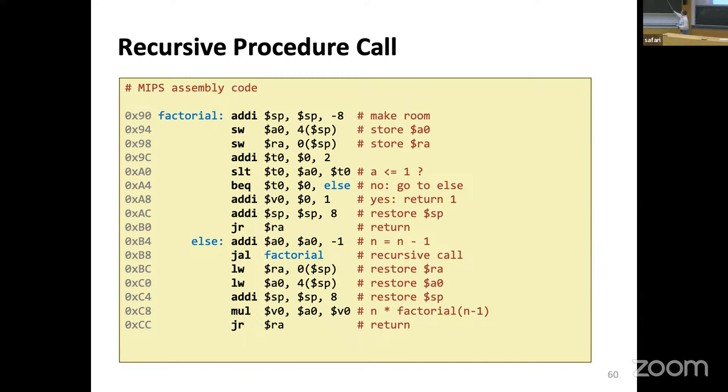I have the correct result. 6 is equal to the 6. So we had factorial 3, factorial 2. This was 1, multiplied by 2, multiplied by 3 gave 6. And that's it. We did it.